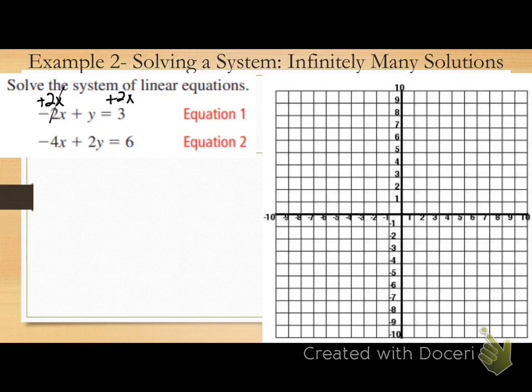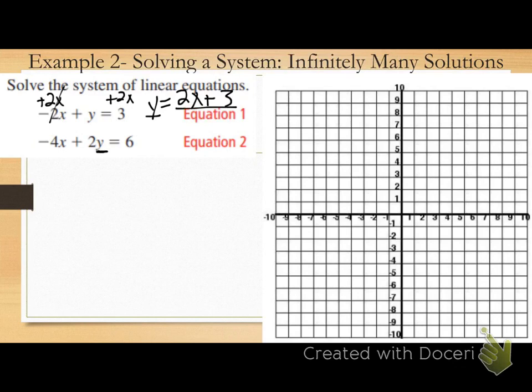We already solved our first equation for y, right? Y equals 2x plus 3. That would have been my step 1 if I was just solving by substitution right off the bat. Correct? Solve one of your equations for one of your variables. So, what does y equal here? 2x plus 3. Y equals 2x plus 3.